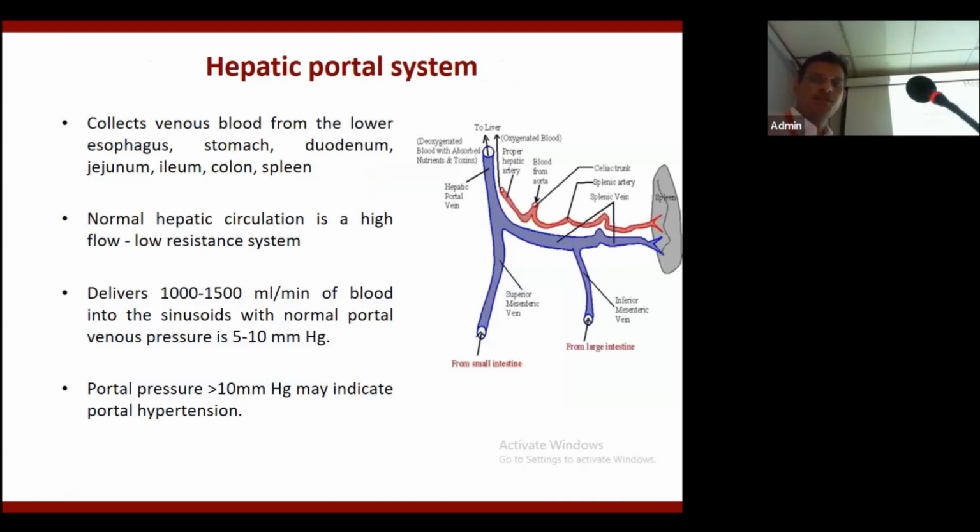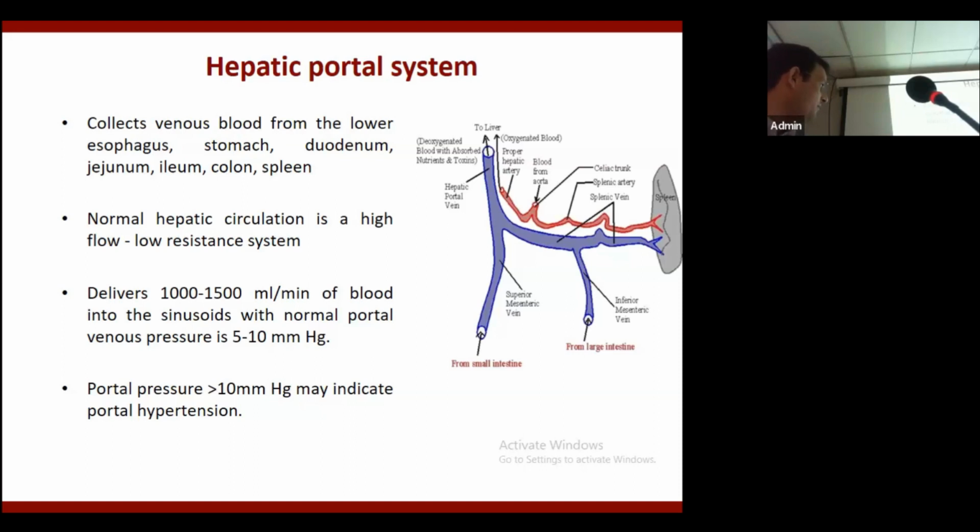Coming to the hepatic portal system, the portal system collects venous blood from the lower esophagus, stomach, duodenum, intestine, and spleen. The normal hepatic circulation is a high flow and low resistance system. Normally there is least resistance, and the blood coming from the GI tract goes to the liver, and from there it goes to the venous circulation of the systemic circulation.